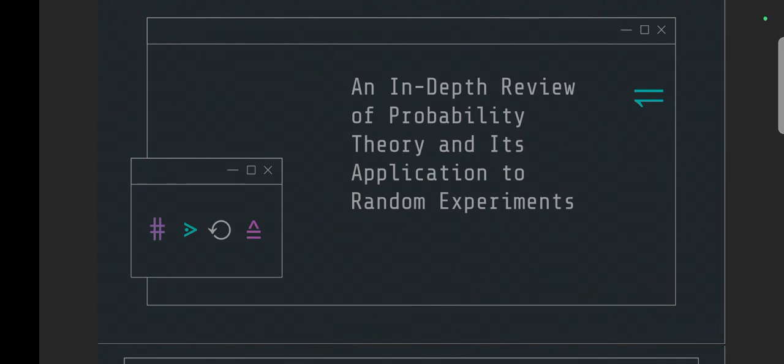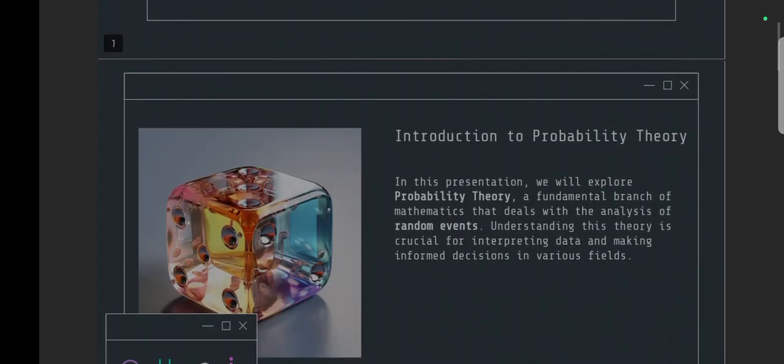In-depth review of probability theory and its application to random experiments. Introduction. Probability theory is a branch of mathematics that deals with analysis of random phenomena. It provides the framework for quantifying uncertainty and making predictions based on incomplete information.